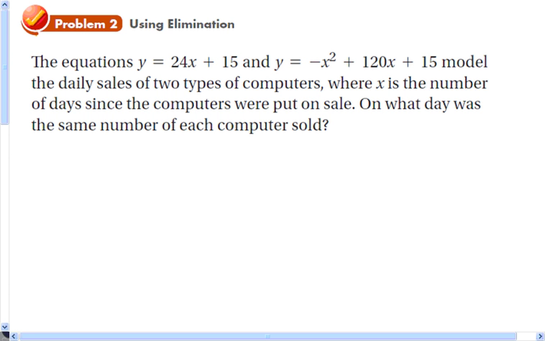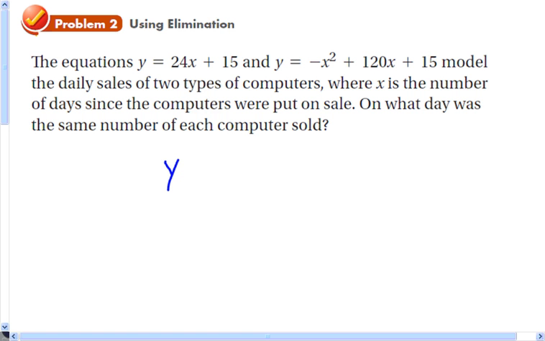All right, so another way we can solve systems of equations is by using elimination, and I'll show you how that works. We have 2 equations, y equals 24x plus 15 and y equals -x squared plus 120x plus 15. These model the daily sales of 2 types of computers, where x is the number of days since the computers were put on sale. On what day was the same number of each computer sold?